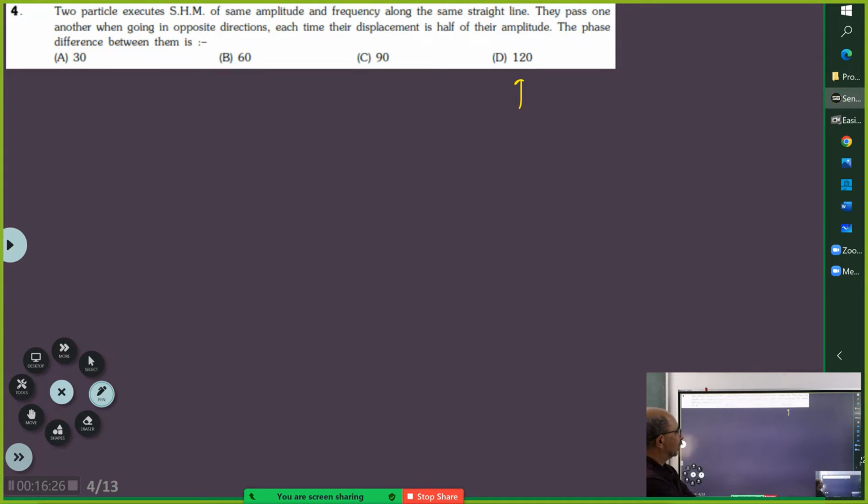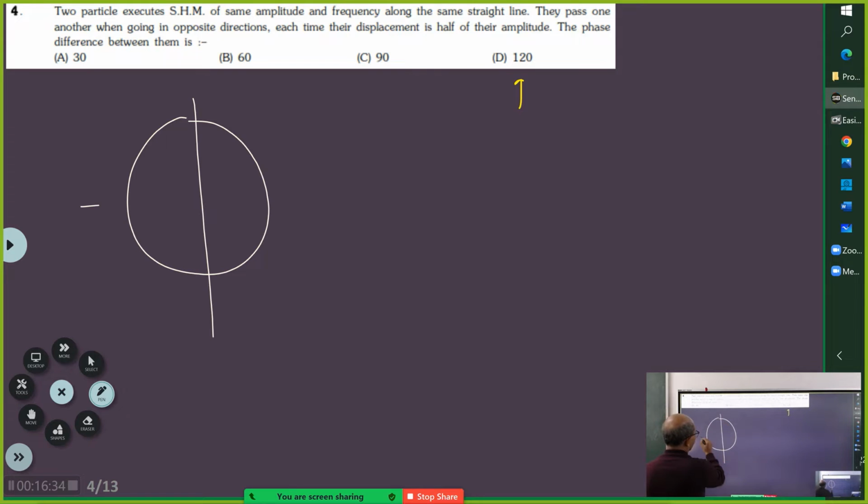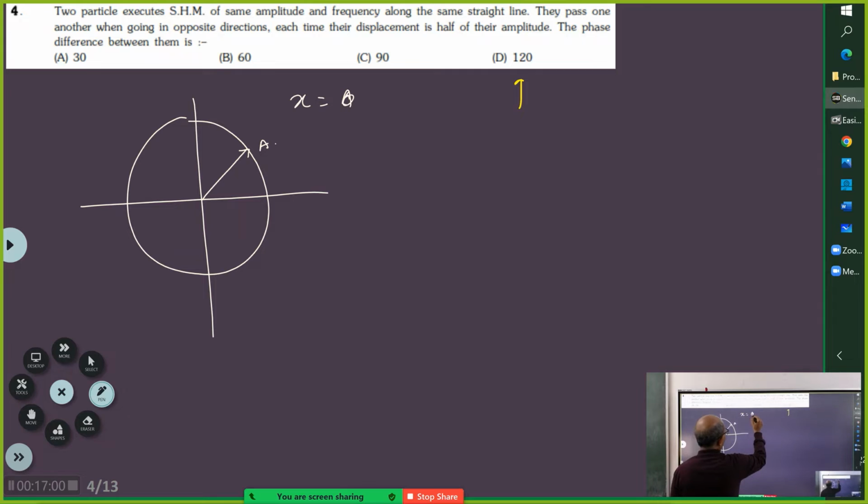Well, again, the same logic could be used here. So again consider the phasor. They have told they pass through the same point, but they are going in opposite direction. So if you have taken the first particle A to be in this direction, the second particle, which is passing through the same point, means the displacement must be the same. Correct? So again, you have considered here x is equal to a sine omega t, so the second particle must be here.